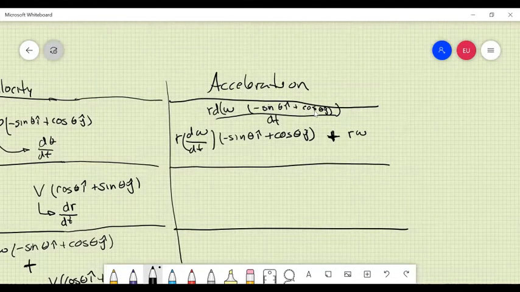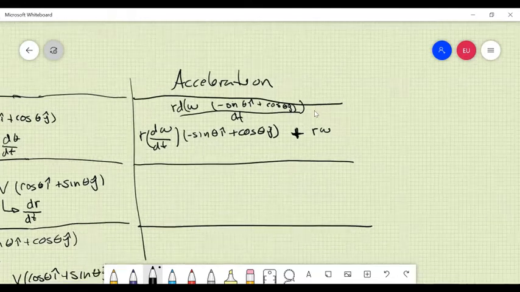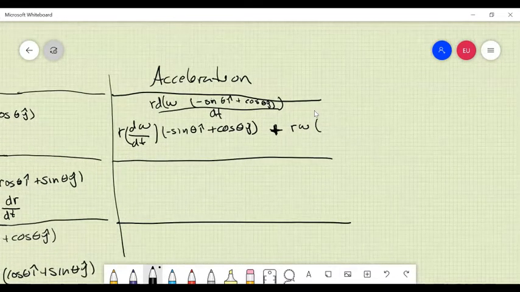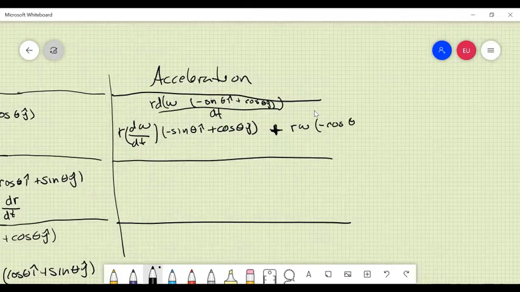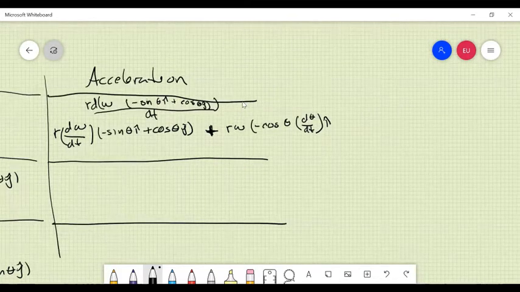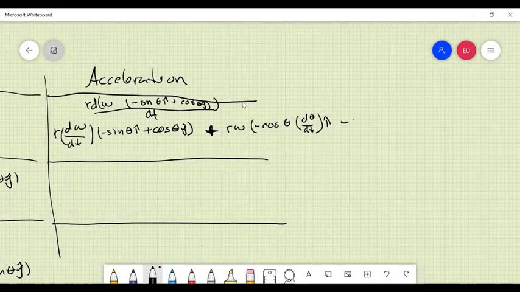When you derive minus sine of theta, what do you get? Minus cosine. So I get minus cosine of theta times the change of theta with respect to time, because that bit is changing with respect to time. What happens when you derive cosine? I get minus sine of theta times the change of theta with respect to time. That is in j.